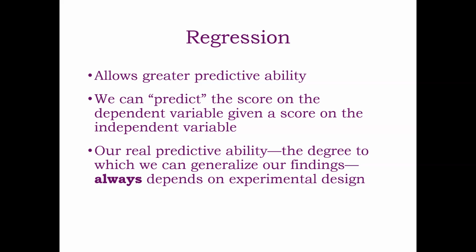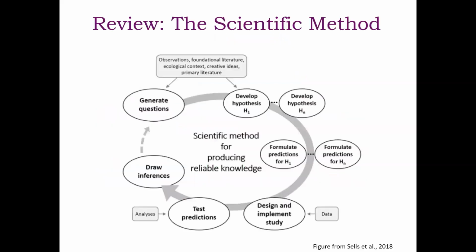Okay, but our real predictive ability, in the sense that the degree to which we can generalize our findings, depends on experimental design. Okay, so here's our scientific method. And just to remember, if you take research methods, go and study research, then we'll go into designs like experimental versus correlational and so forth. In this class, we're basically focusing on testing predictions. Okay, so a bit of review.